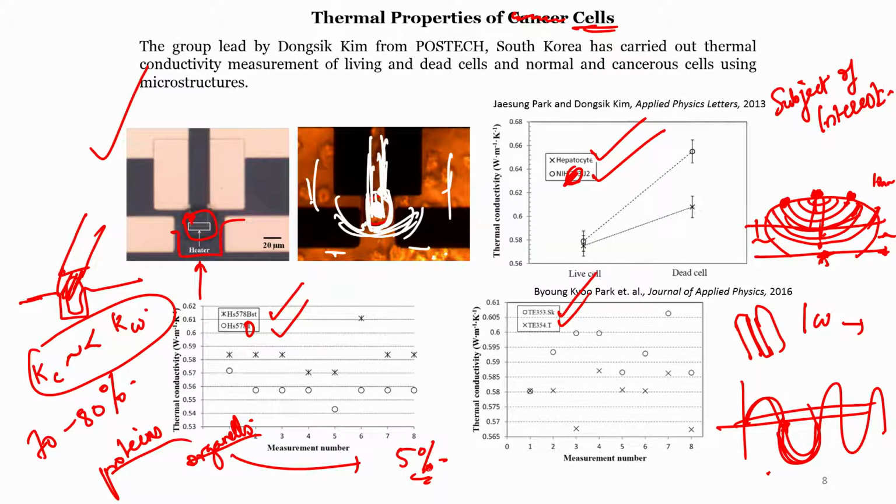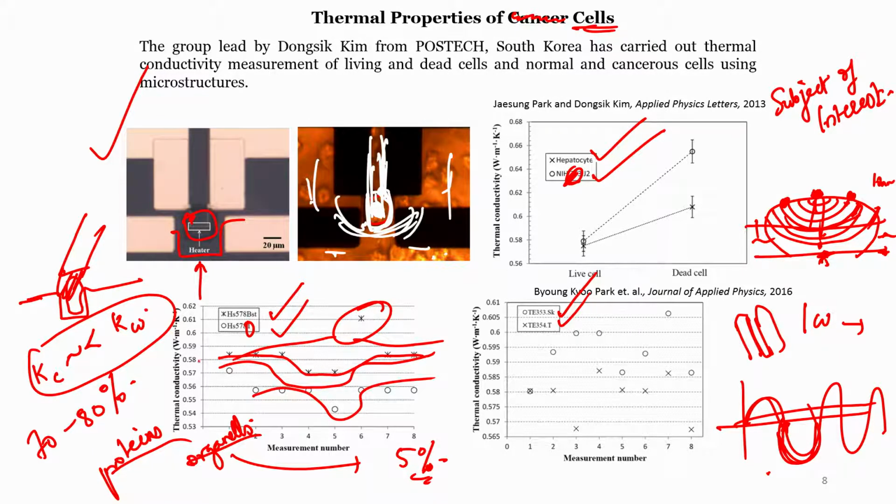Given that, they try to see how repeatable their measurement is. These are the different types of measurement that you should perform if you are a scientist trying to do new science. They have measured the thermal conductivity of HS578BST and HS578T, two different cell lines, and they have seen how repeatable the measurements are, which comes to reasonable repetition.